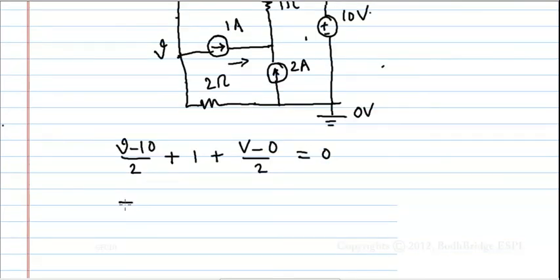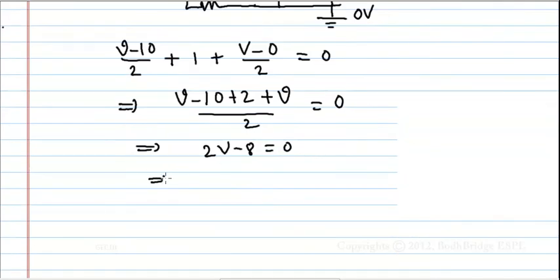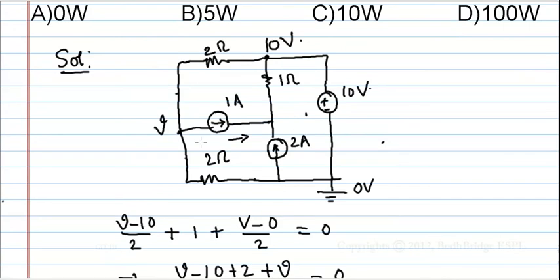Now we got this equation by applying the KCL, which we can simplify as (V minus 10 plus 2 plus V) by 2 equals 0. This is nothing but 2V minus 8 equals 0. So the voltage at that node is V equals 4 volts. So this voltage is nothing but 4 volts.